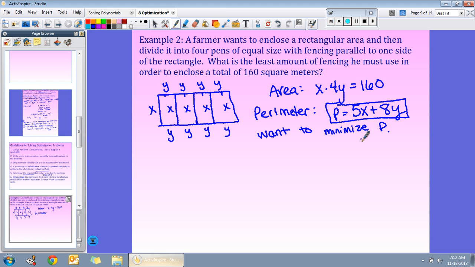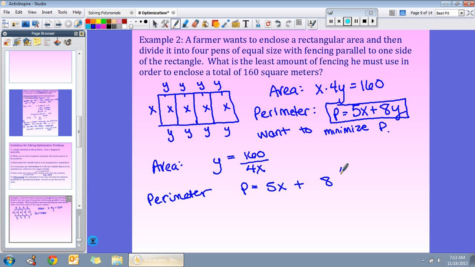The way you do that is you rewrite your area equation so that one of the variables equals the other. So I'm going to rewrite my area equation to be y equals 160 divided by 4x, and then I can rewrite my perimeter equation to be p equals 5x plus 8 times 160 divided by 4x, which does clean up a little bit. We've got 5x plus, let's see, 320 divided by x.